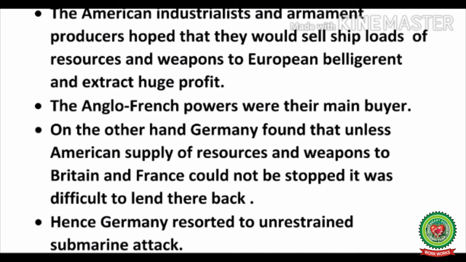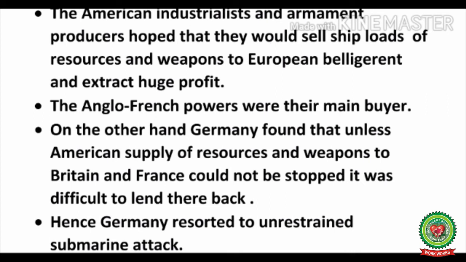As America was not part of the First World War in its initial phase, the American industrialists and armament producers were earning a lot of money by producing weapons and selling them to both European groups of the First World War, the Allied and the Central Powers. They were doing it by ships. The ships used to carry the weapons and unload them in the European countries. England and France were their major buyers.